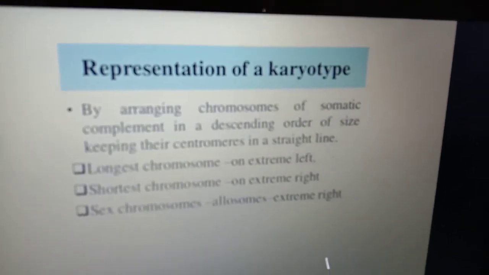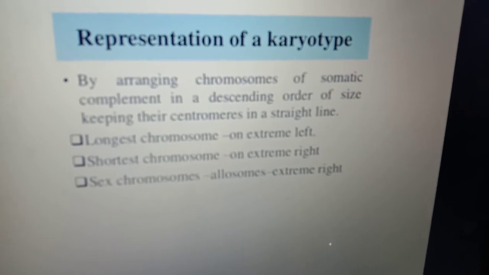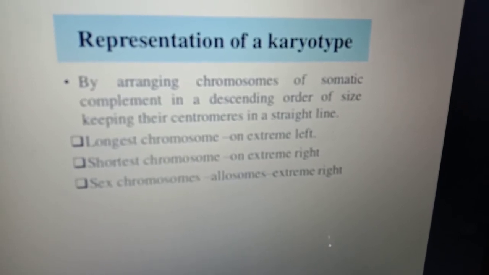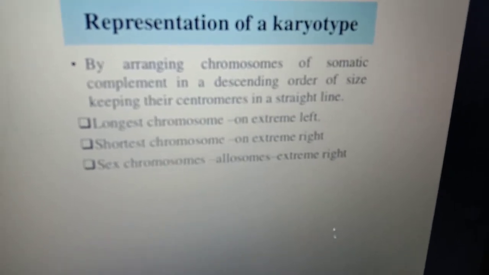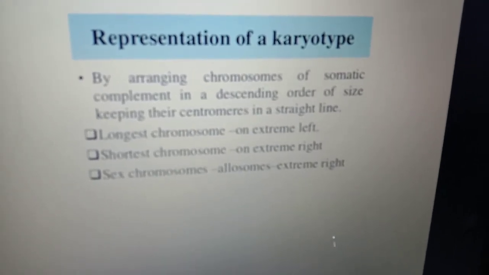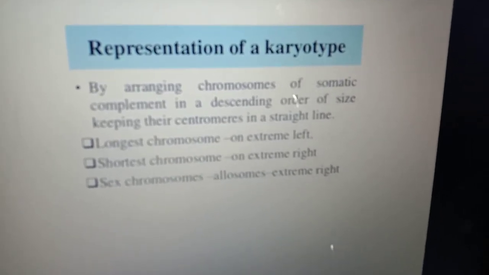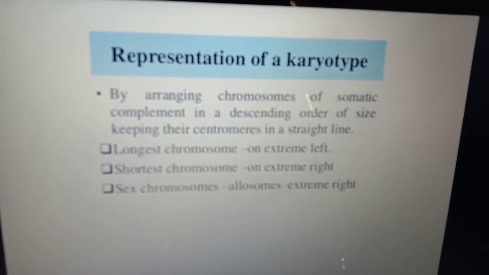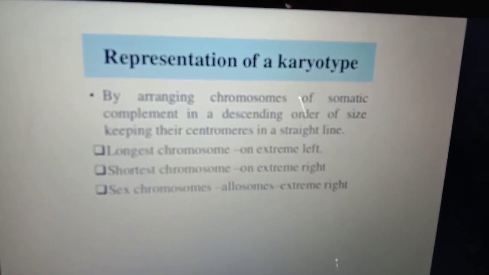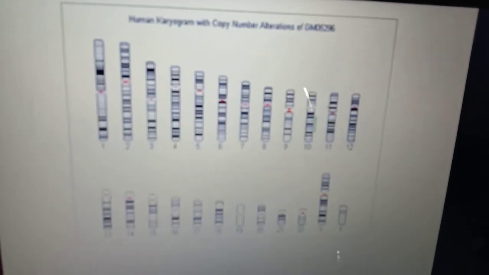How do they represent the karyotype? By arranging the chromosomes of the somatic complement in descending order of size, keeping their centromeres in a straight line. The longest chromosome is on the extreme left, the shortest always on the extreme right, and the sex chromosomes, allosomes, on the extreme right. In karyotyping, this is the position of the chromosomes.